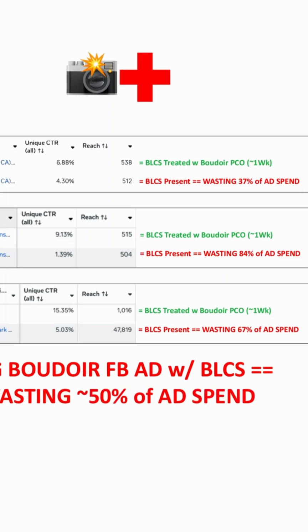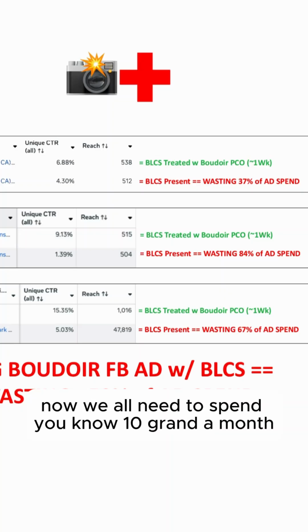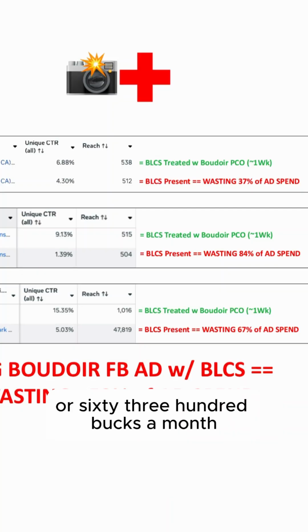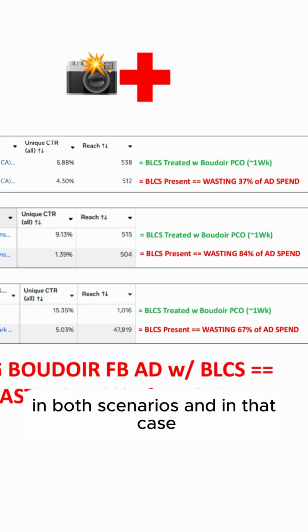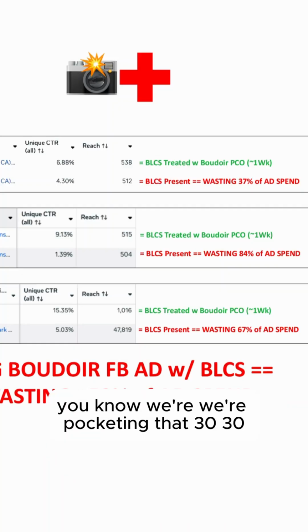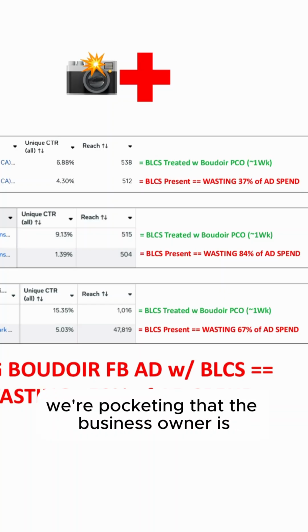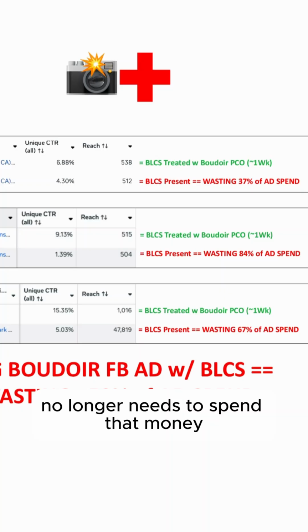So they're spending 10 grand a month on the original Boudoir Facebook ad. Now we only need to spend $6,300 a month on the Boudoir Pico treated ad to get our ads into the same number of women's brains in both scenarios. In that case, we're pocketing the $3,700 a month that was previously wasted. The business owner no longer needs to spend that money.